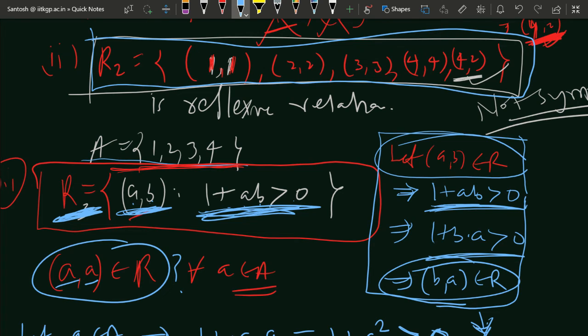Yes, sir. How do you see it is transitive? The 4 comma 2 is there and 2 comma 2 is there. So AC is 4 comma 2 which we have already. Okay, that is also a good way. That is also fine.